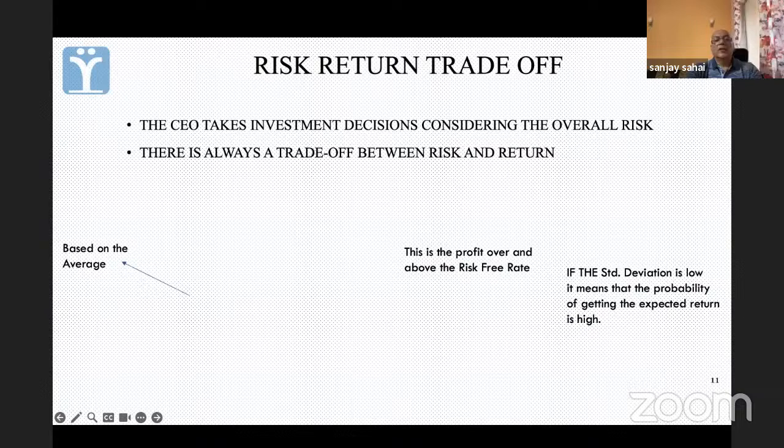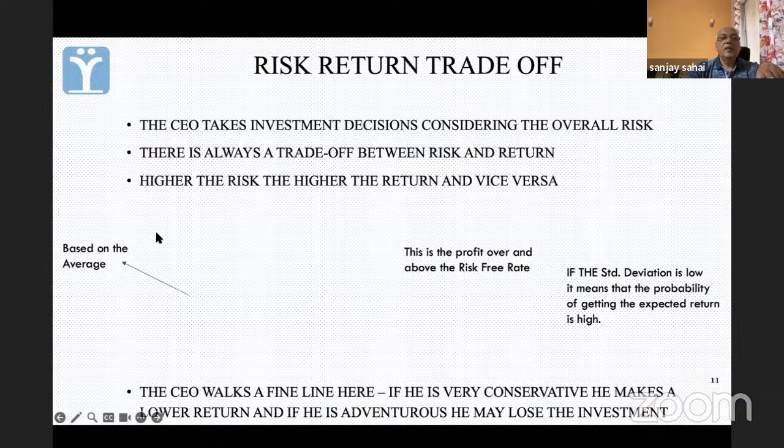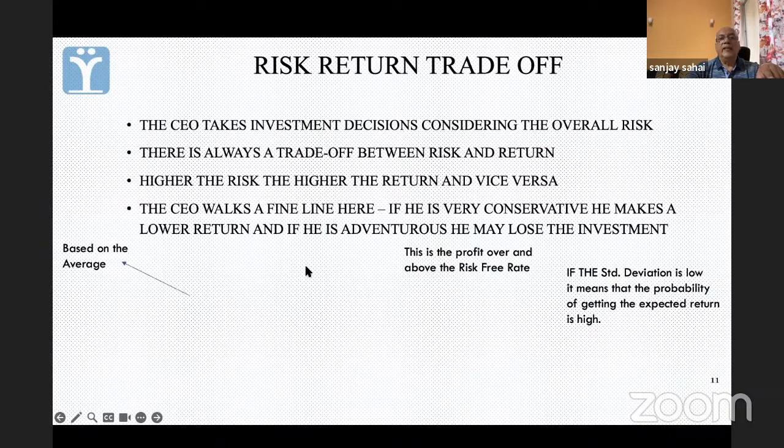मतलब आप risk अगर नहीं लेते हैं, if you don't take risk, you will never get a return. If you chase very high returns, then your risk goes up. इन दोनों चीजों के बीच में एक बैलेंस मेंटेन करना, that is a very, very tricky thing. Higher the risk, higher the return, and vice versa. So if you're chasing a high return, you must know that you also have a very high risk. So the CEO walks a fine line.